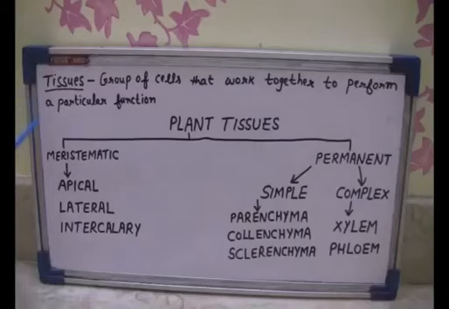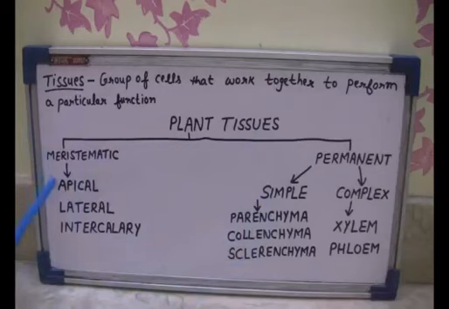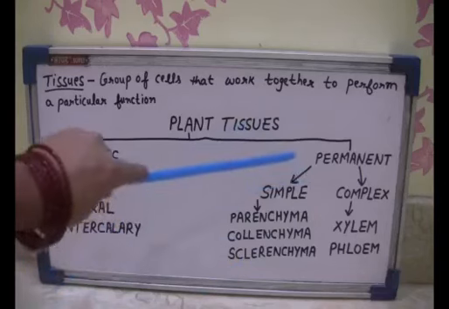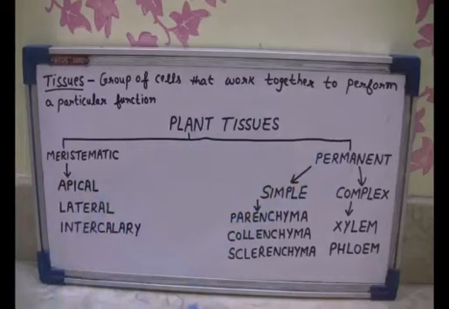So what are tissues? Tissues are a group of cells that work together to perform a particular function. Now first we are going to discuss plant tissues. Plant tissues are of two types. First is meristematic and other is permanent. Meristematic tissues are further of three types: apical, lateral and intercalary. And our permanent tissues are of two types: simple and complex. Now simple tissues are further differentiated into three types: parenchyma, collenchyma and sclerenchyma. And complex tissues are differentiated into two types: xylem and phloem.